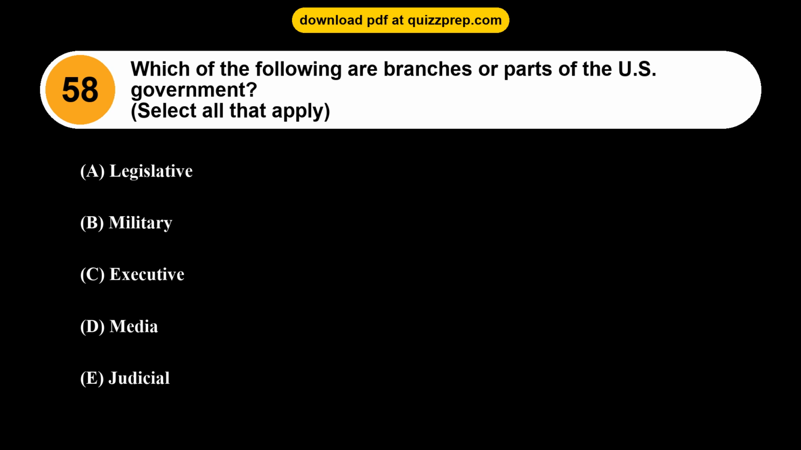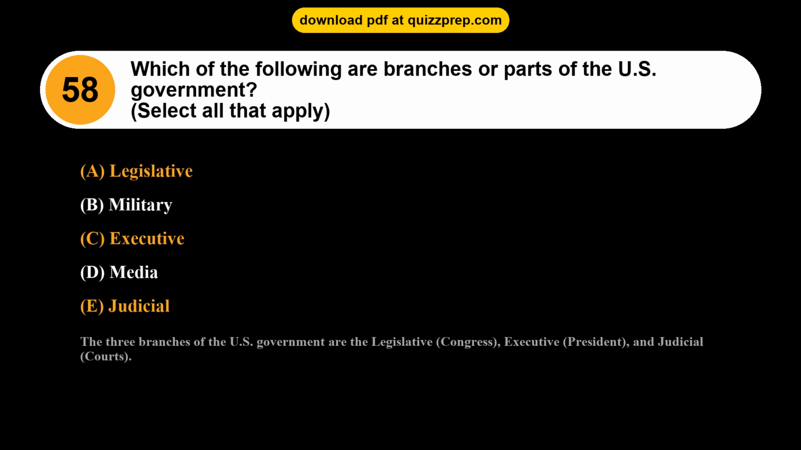Question 58. Which of the following are branches or parts of the U.S. government? Option A, legislative. Option B, military. Option C, executive. Option D, media. Option E, judicial. The correct answers are options A and C and E. Legislative, executive, judicial. The three branches of the U.S. government are the legislative, Congress, executive, president, and judicial, courts.